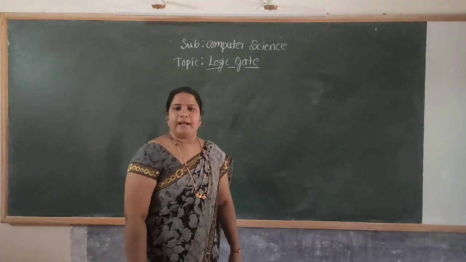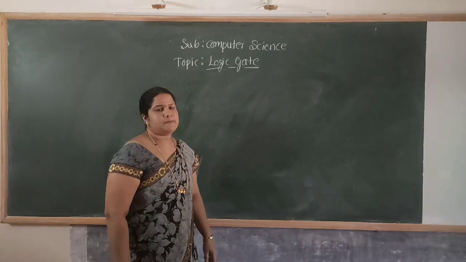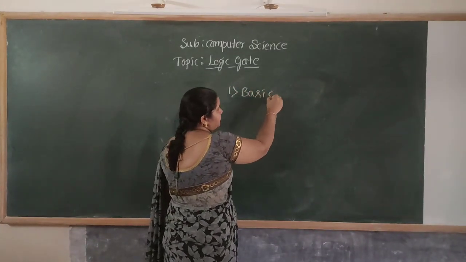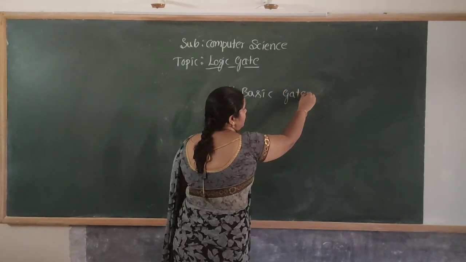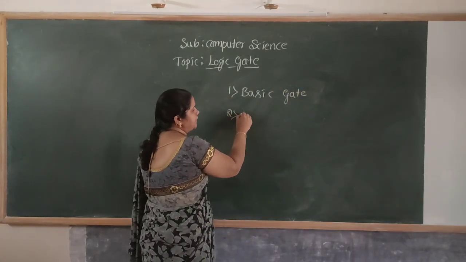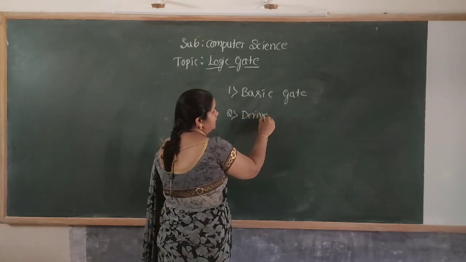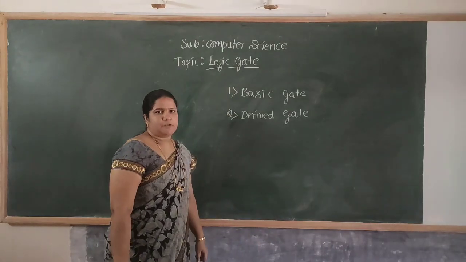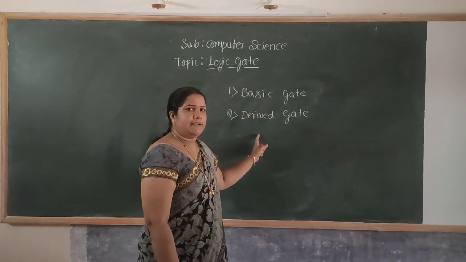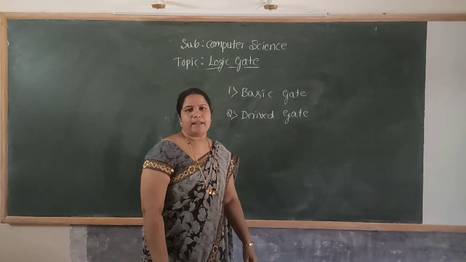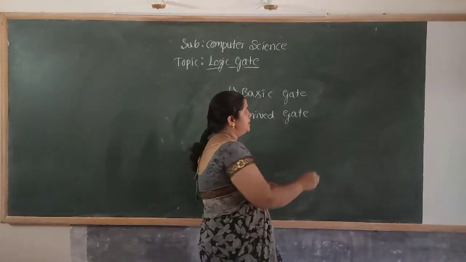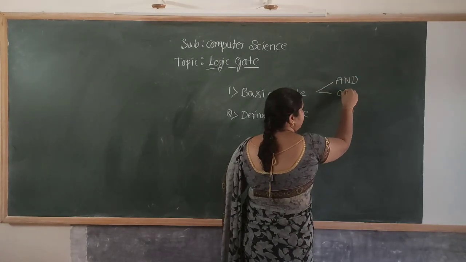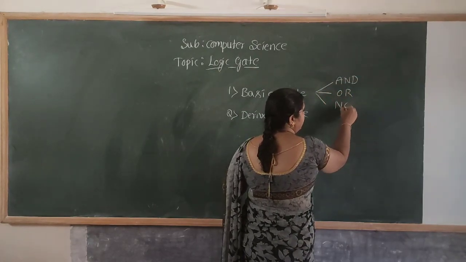Logic gates can be classified into two types: first, basic gate, and second, derived gate. The basic gate is again classified into three types: first, AND gate, second, OR gate, and third, NOT gate.